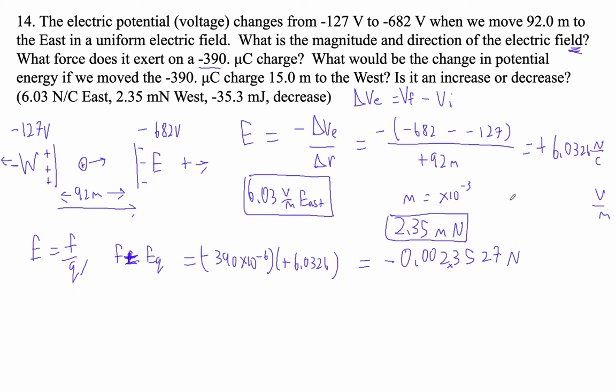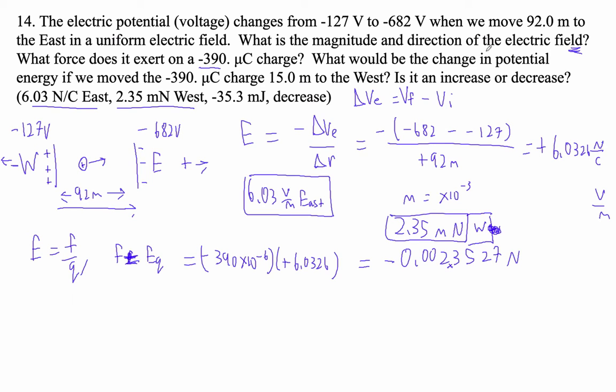All right, so we've done that. I guess we'd have to say that would be millinewtons to the west. I'm just going to write W. To the west. Okay, so we answered this and we got that answer. What would be the change in potential if we moved that charge 15 meters to the west?